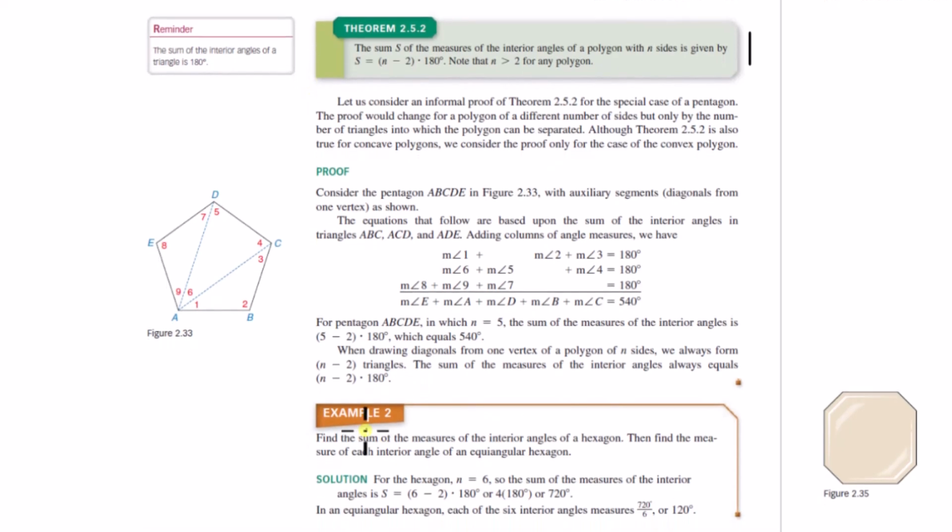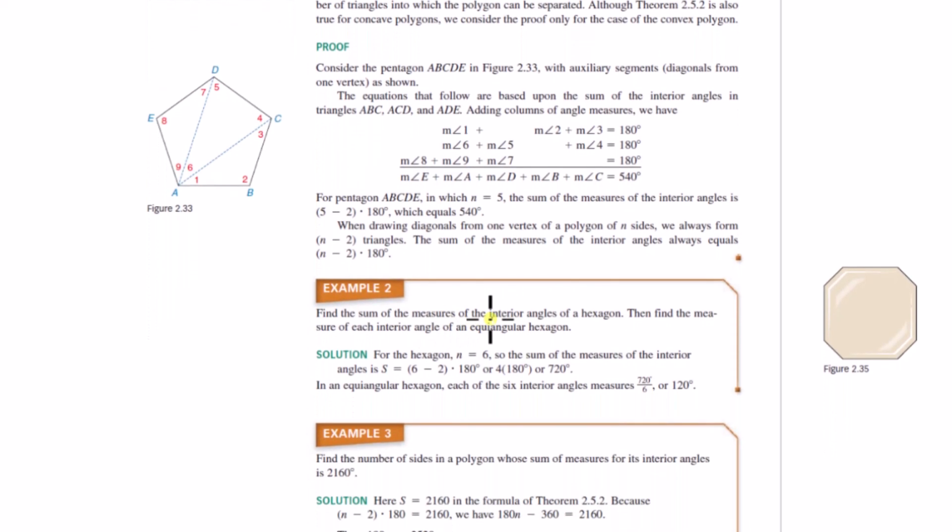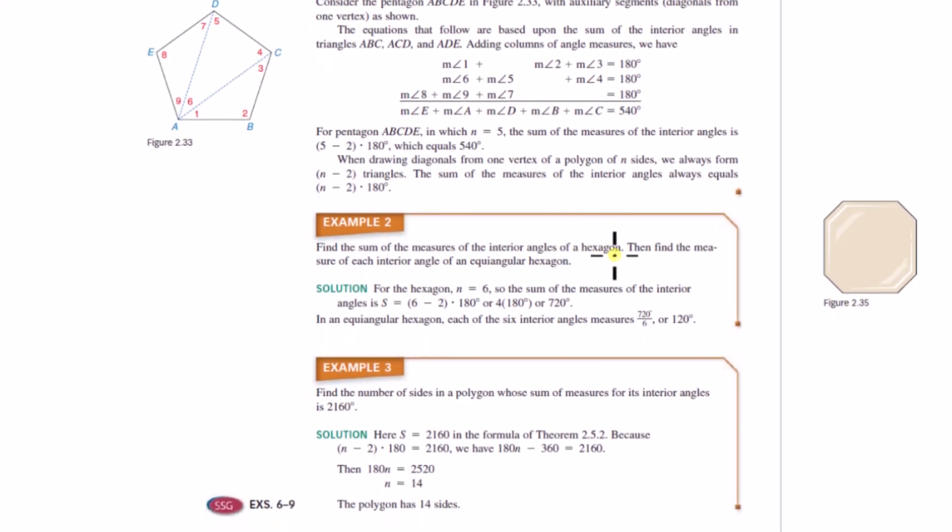Okay. Find the sum of the measures of the interior angles of a hexagon. Then find the measure of each interior angle of an equiangular hexagon. So, how many triangles can you break up a hexagon into? Pentagon is 5, hexagon is 6. So you can break up a 6-sided hexagon into 6 minus 2, 4 triangles.